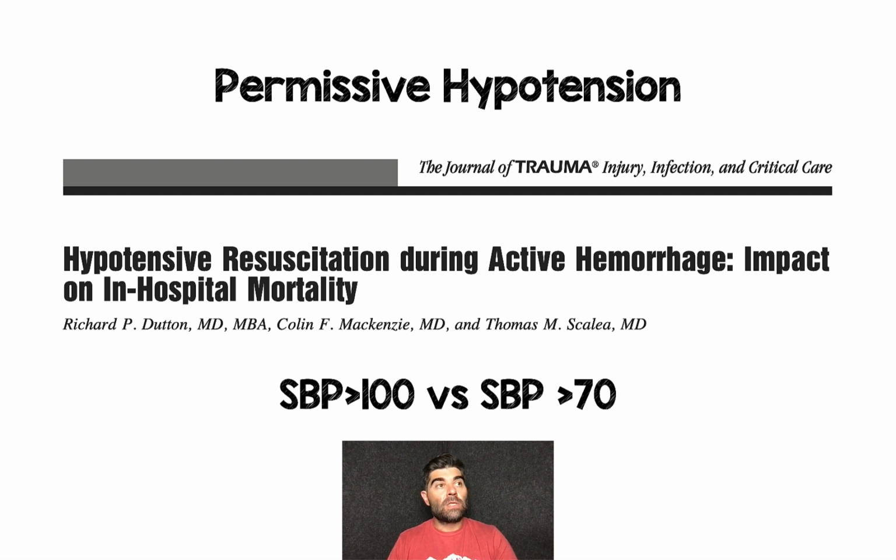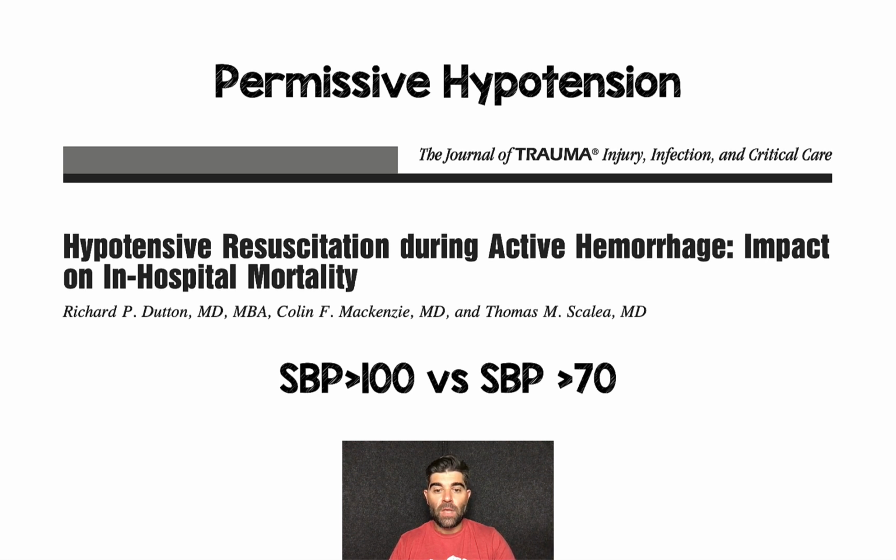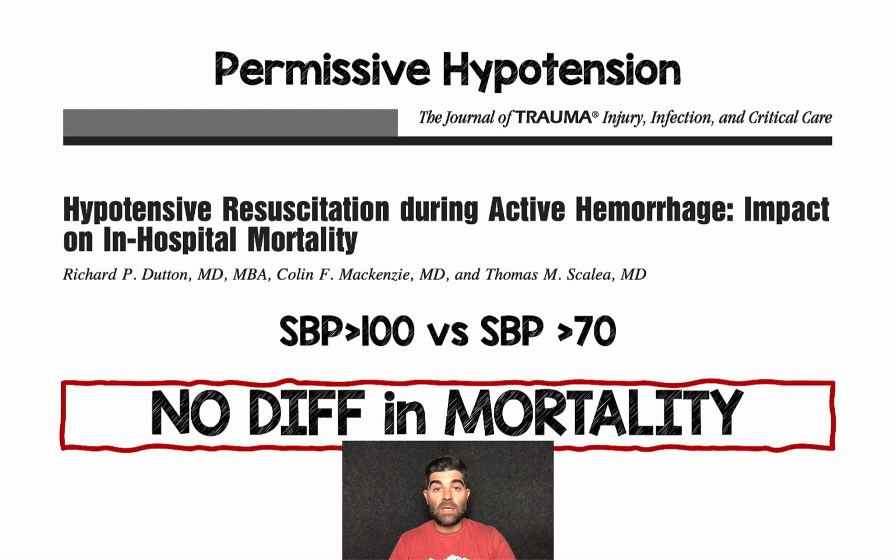So the first thing I want to talk about is this concept of permissive hypotension. And this was a trial of about 100 patients, and it's titled Hypotensive Resuscitation During Active Hemorrhage, Impact on In-Hospital Mortality. Now, this is a bit of an older study, but basically patients got randomized to targeting a systolic blood pressure of 100 versus targeting a systolic blood pressure of 70 millimeters of mercury. And what the authors ended up finding is there was no difference in mortality.